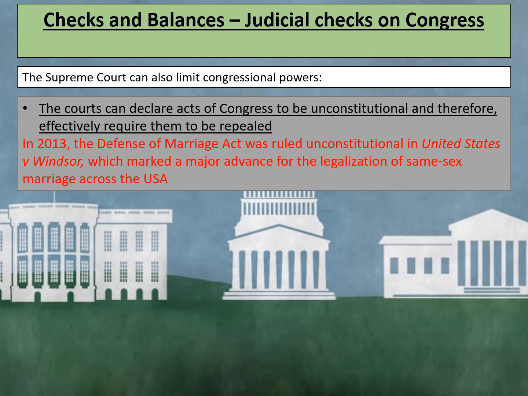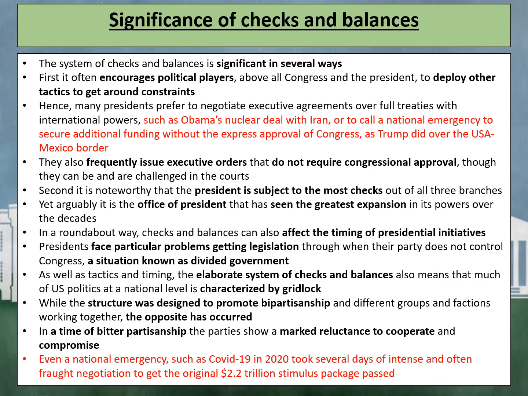The Supreme Court can also limit congressional powers. The courts can declare acts of Congress to be unconstitutional and therefore effectively require them to be repealed. In 2013, the Defense of Marriage Act was ruled unconstitutional in the United States v. Windsor, which marked a major advance for the legalization of same-sex marriage across the US.